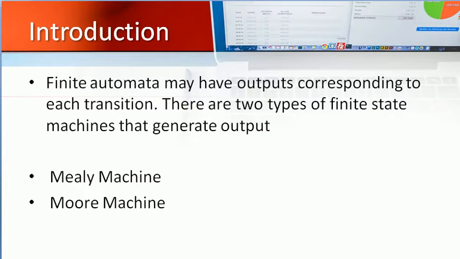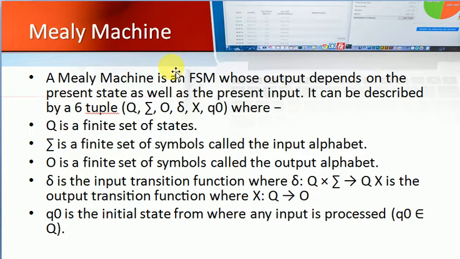So firstly, the introduction. What is finite automata? Finite automata may have output corresponding to each transition. There are two types of finite machines that generate output. The first is the Mealy machine and the second is the Moore machine. Now we will see the Mealy machine.